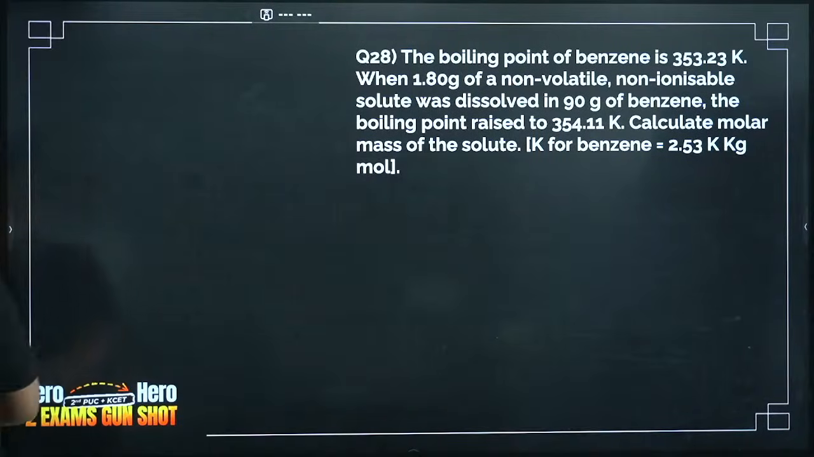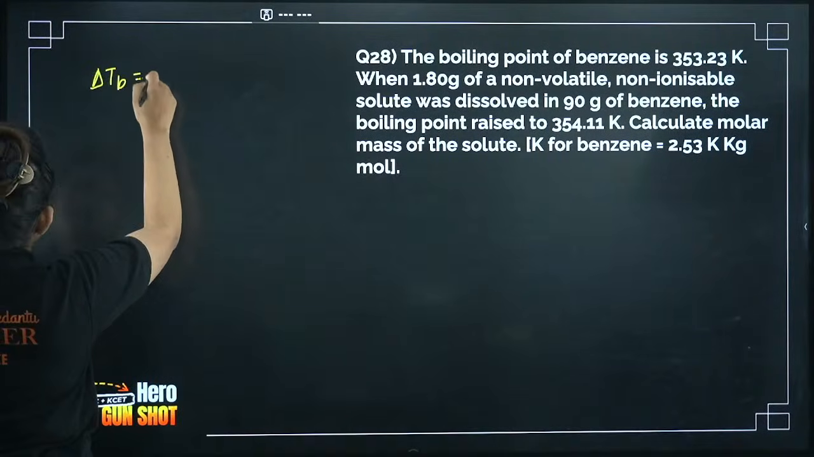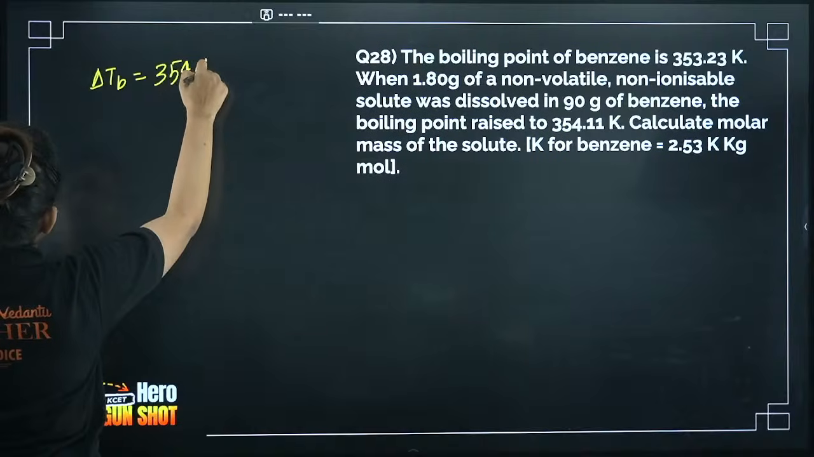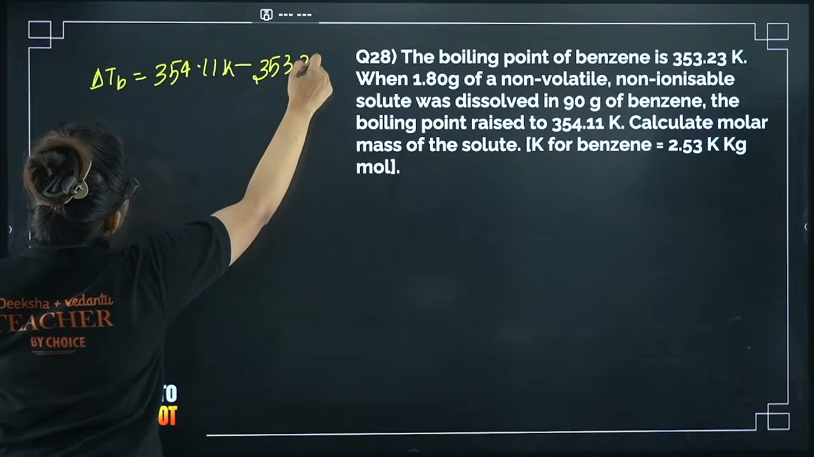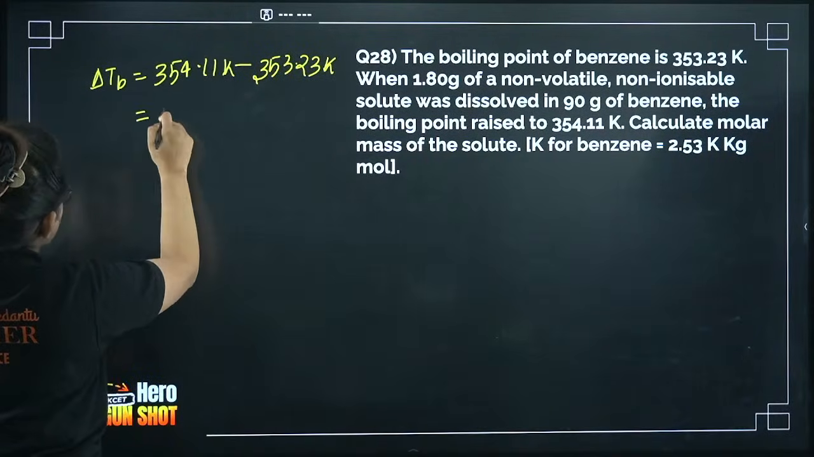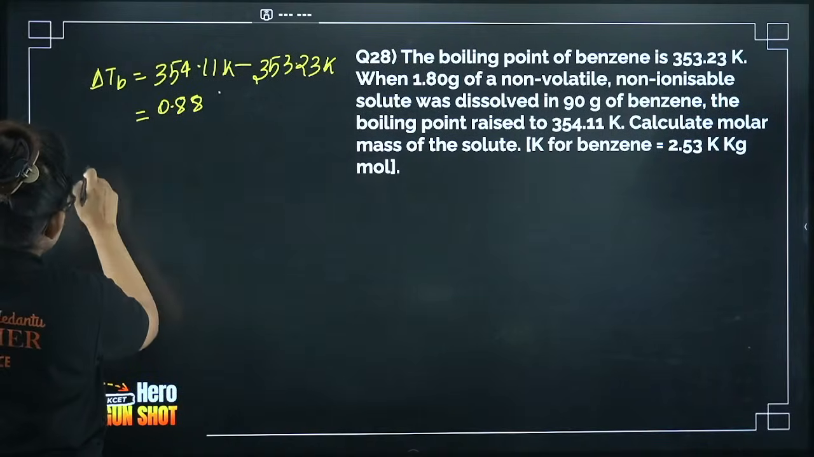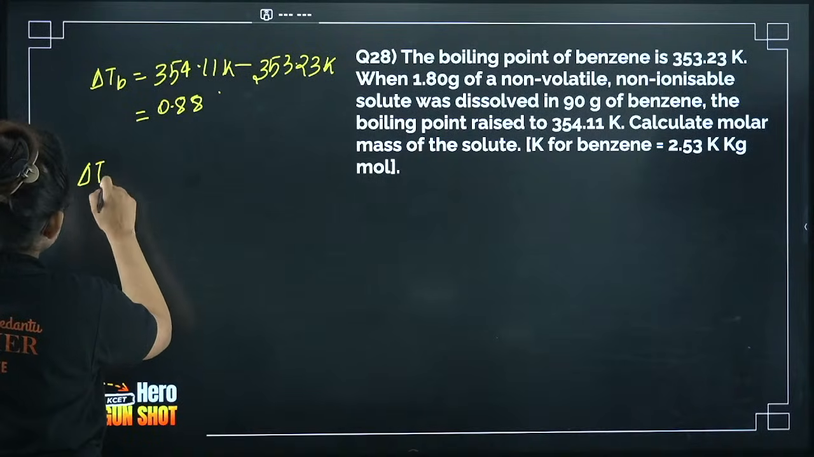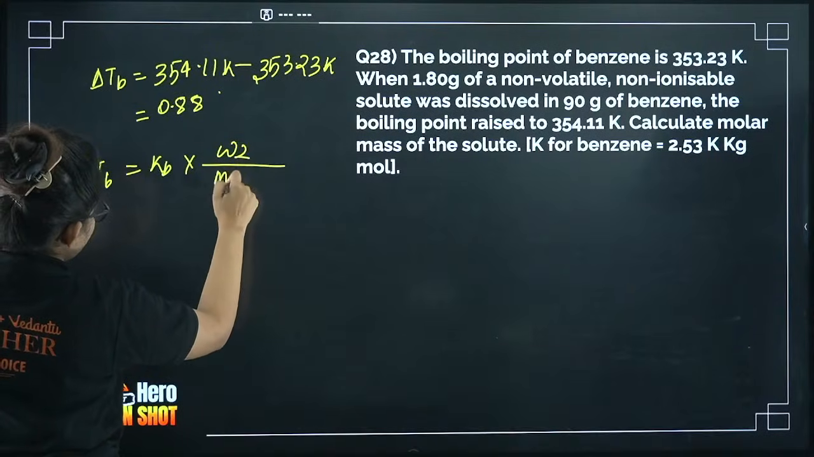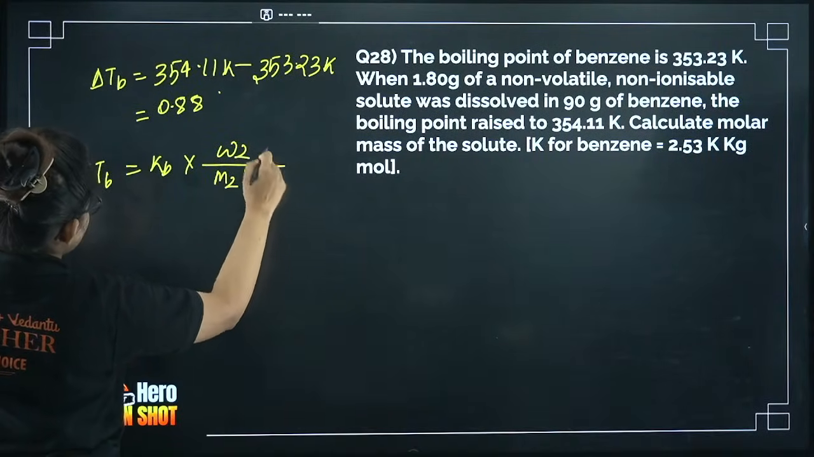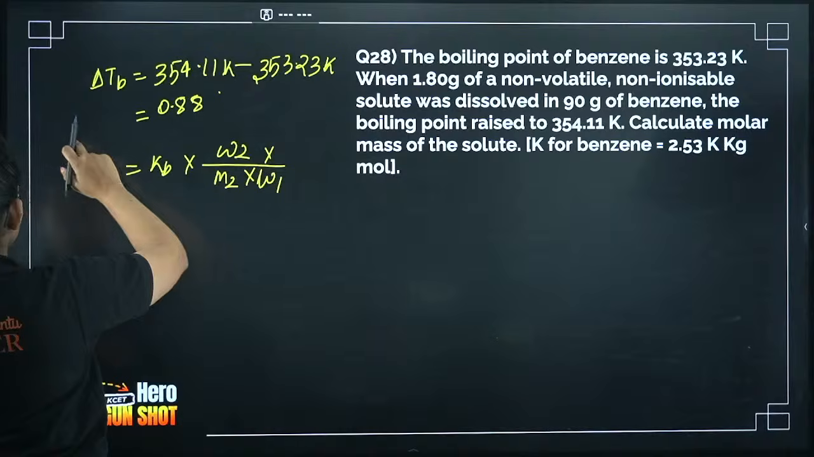Directly we can put, but first we have to calculate the delta TB. So delta TB is basically equals to 354.11 Kelvin minus 353.23 Kelvin. From here you will get, if you calculate, 0.88. Now for delta TB, the direct formula you can use: delta TB is basically Kb into W2 by M2 into W1 into 1000. The 1000 we don't have to proceed with, we can just keep it like that.